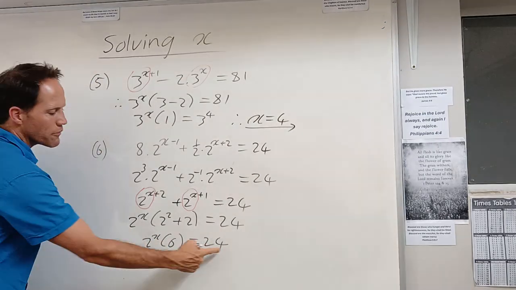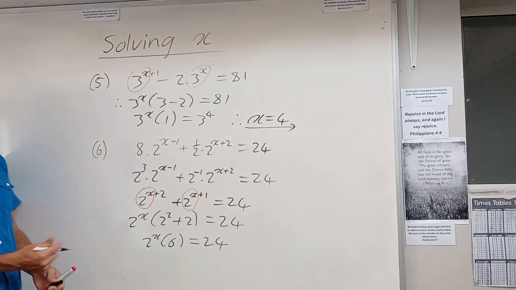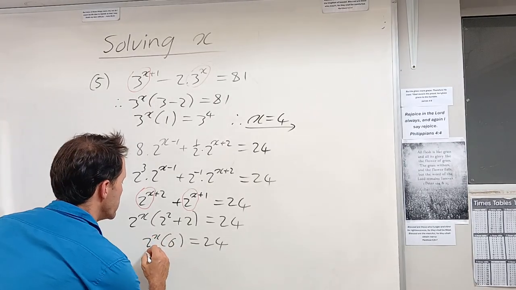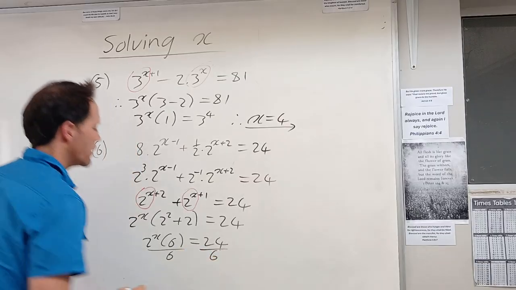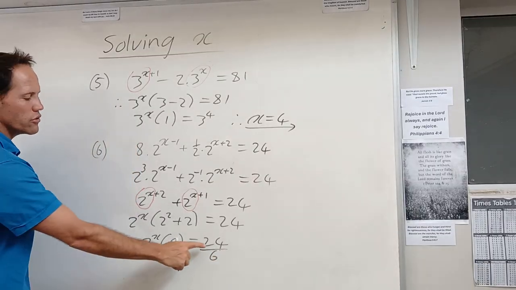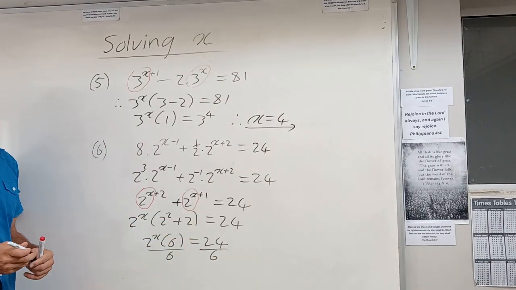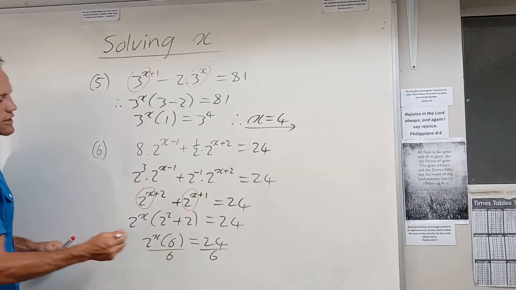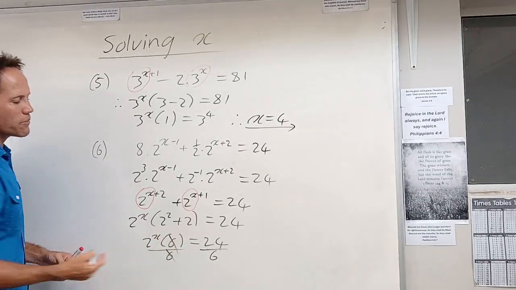And then we divide both sides by 6. Now that this 6 here is in brackets, we can say divide both sides by 6. And then you're going to get 2 to the power x equal to 4. So the 6's cancel out. 24 divided by 6 is 4.